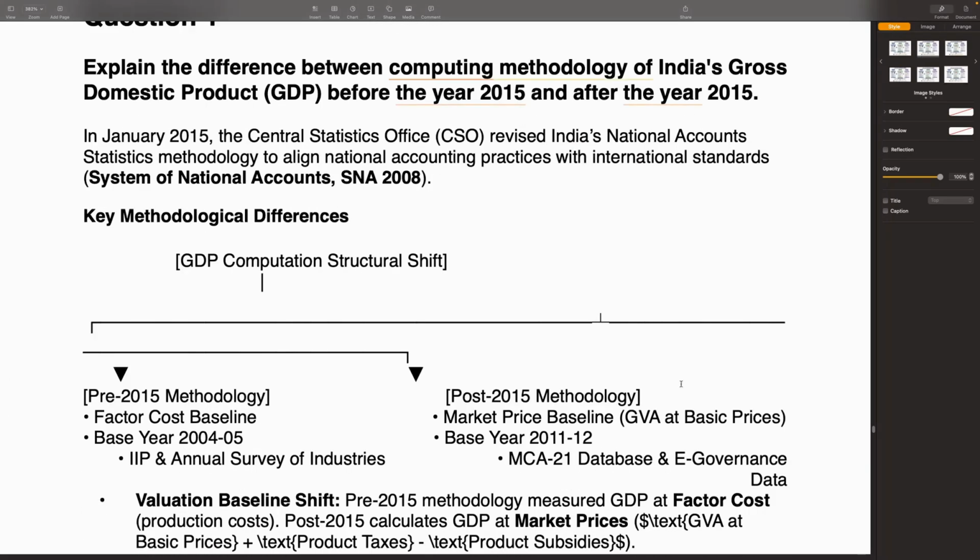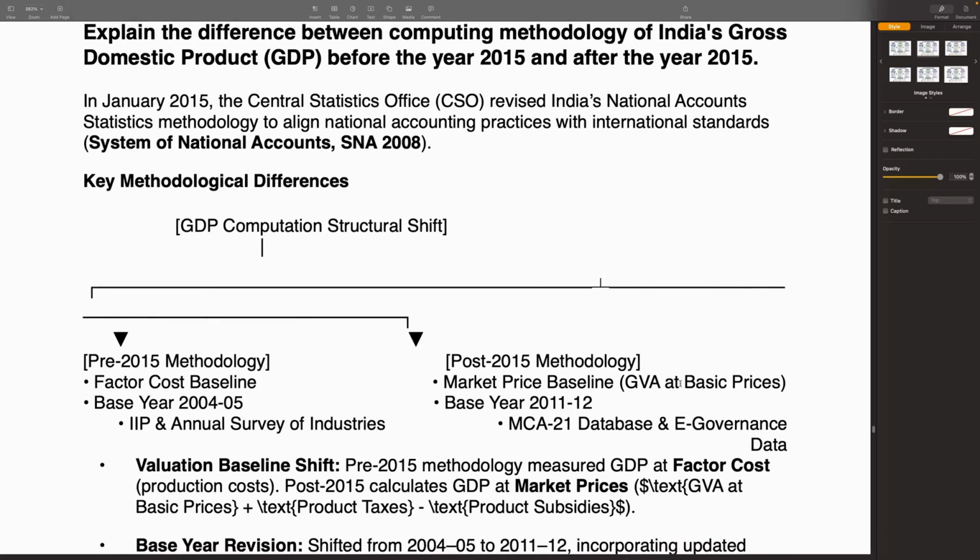Explain the difference between the computing methodology of India's gross domestic product before the year 2015 and after the year 2015. In January 2015, the Central Statistics Office revised India's national accounts statistics methodology to align national accounting practices with international standards, the System of National Accounts SNA 2008. Key methodological differences.